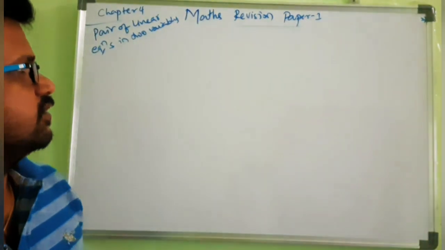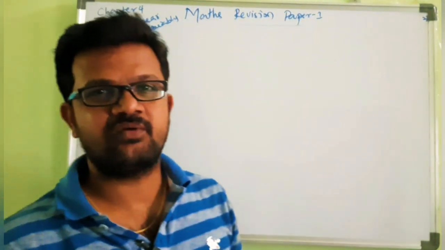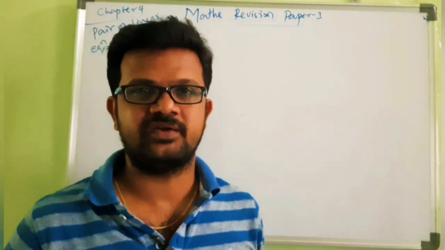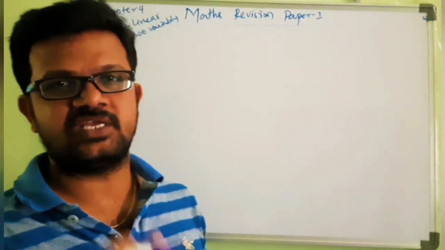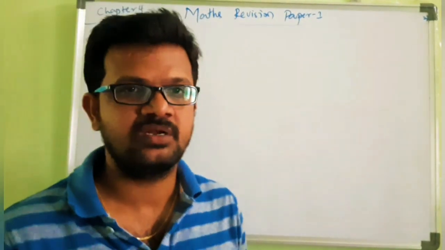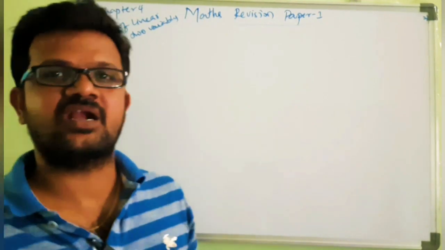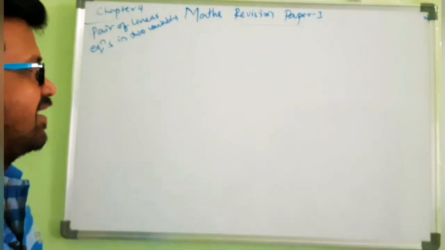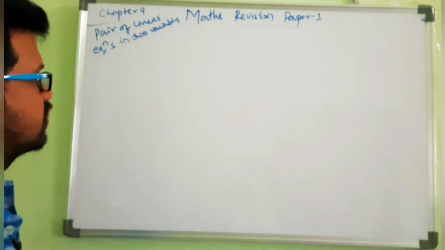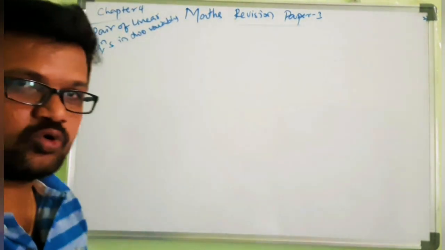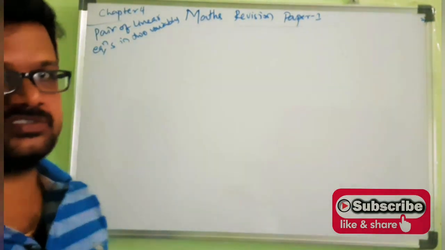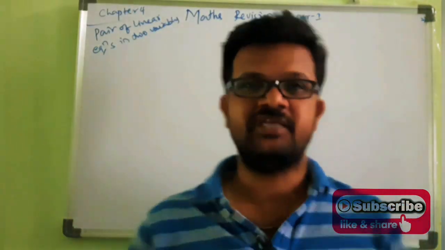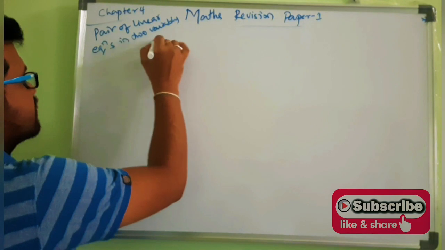Okay, so we can solve these pairs of linear equations in two variables by different methods. As I said, the graphical method is asked for a 4 marks compulsory question. One graph from the third chapter, another graph from this chapter, that is pair of linear equations. You have to draw the graph of 2 equations. Okay, and besides the graphical method, is there any other method? Yes, there are 2 methods. The first one is the substitution method.